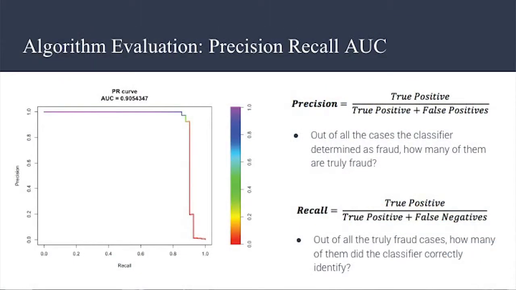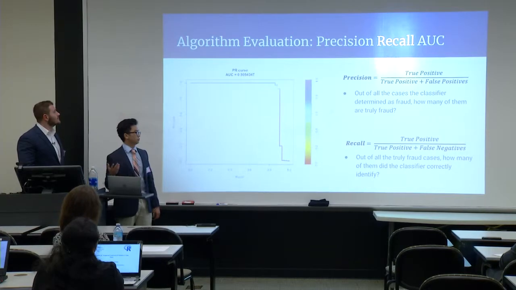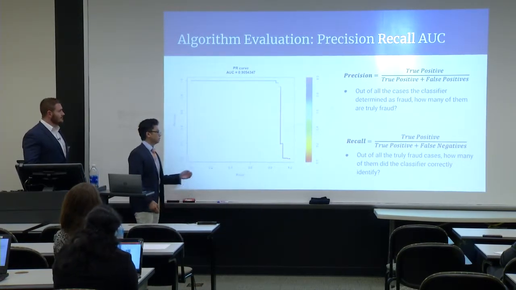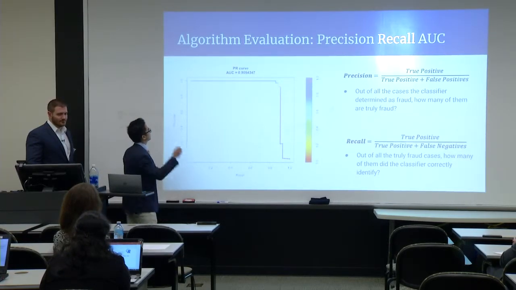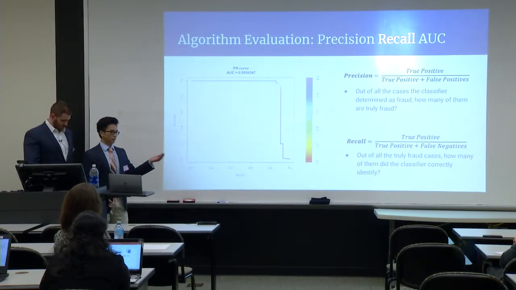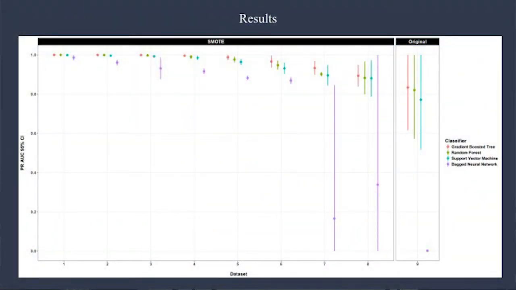Next, we're going to use the precision-recall area under the curve to evaluate our classifiers. Precision tells us, out of all the cases the classifier determined as fraud, how many of them are truly fraud. And recall tells us, out of all the truly fraud cases, how many did the classifier correctly identify. Our goal is to achieve a precision-recall close to one, which tells us it's a robust classifier when the data set is imbalanced. We used k-fold cross validation to develop confidence intervals on our metric.